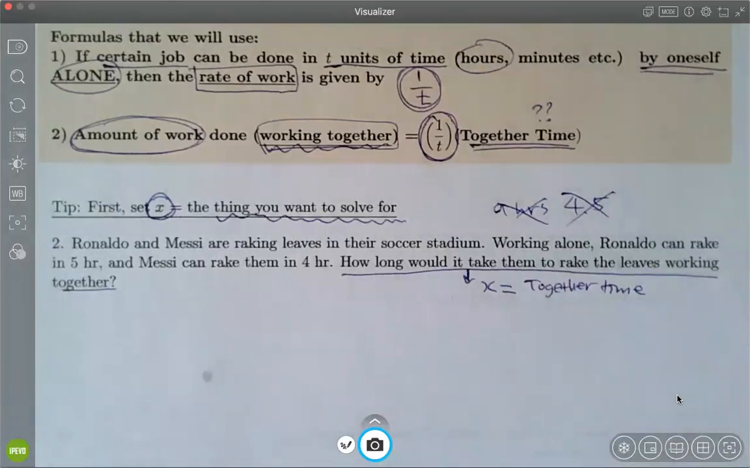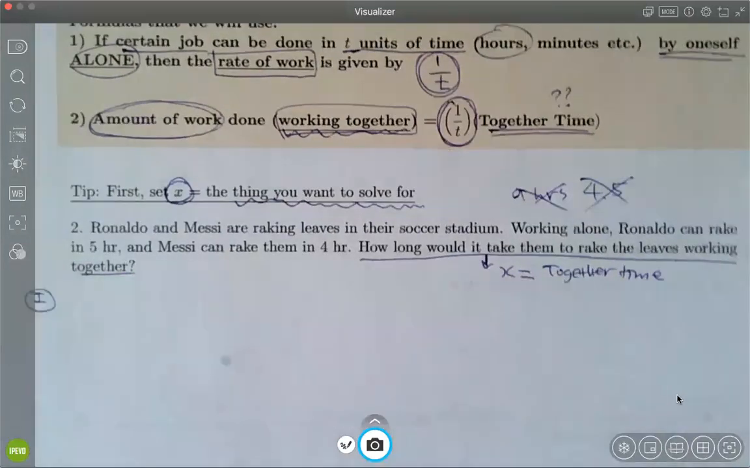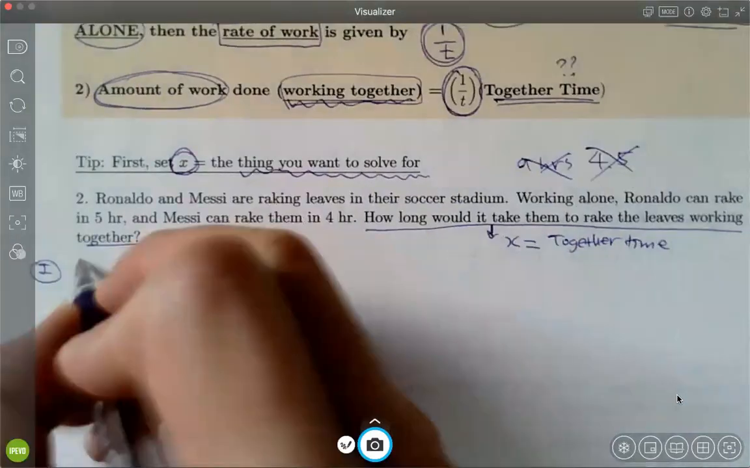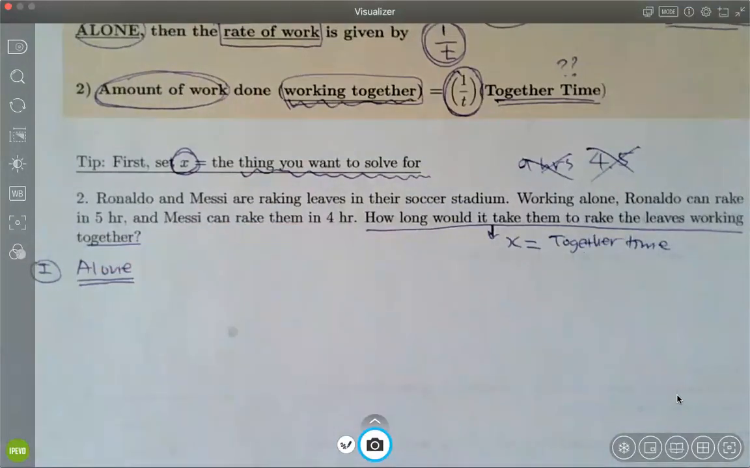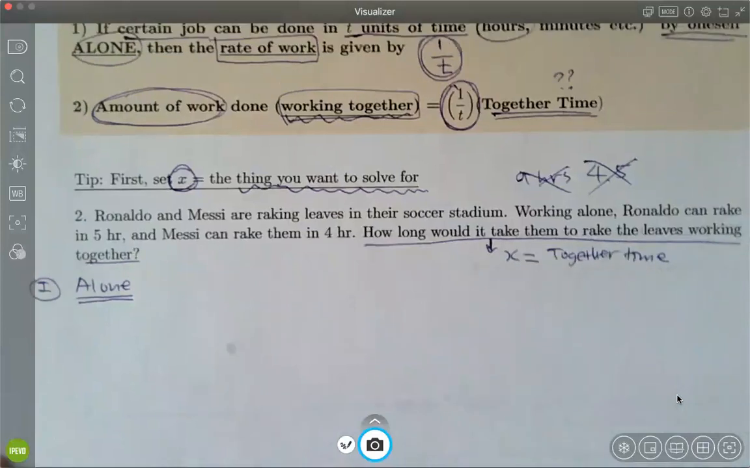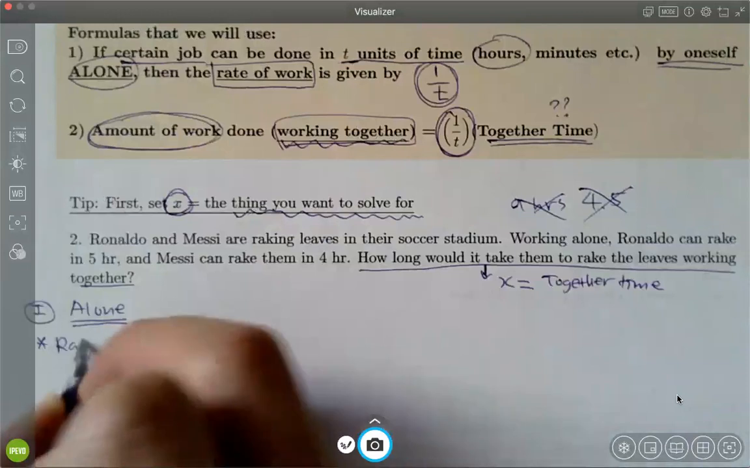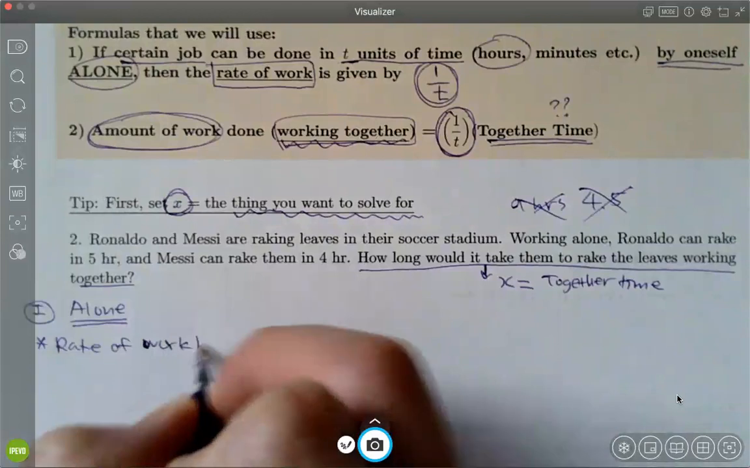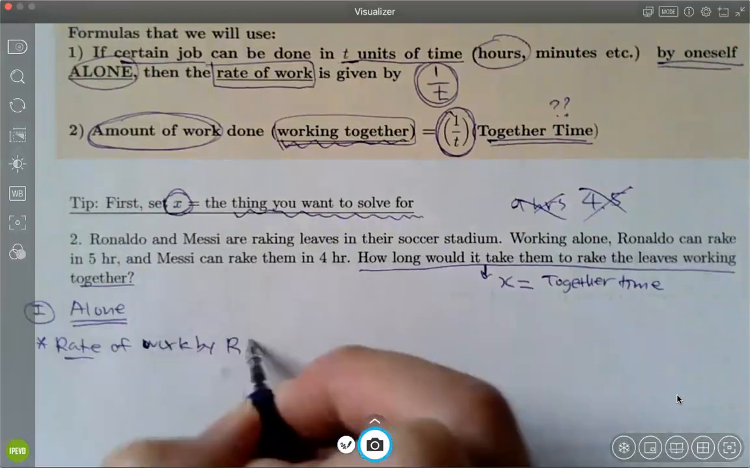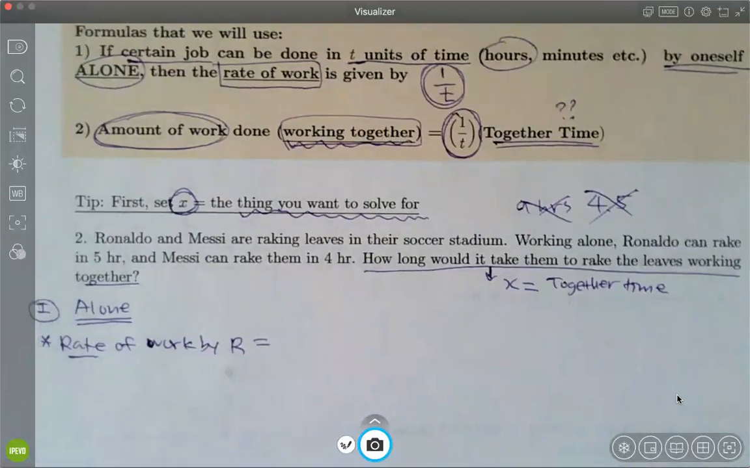Okay, so now, to solve this problem, like I said before, we will use this fixed scheme. Okay, so step number 1, we will focus on the alone part. Now, when each person works alone, can we get the rate of work by each person? Okay, so now what is the rate of Ronaldo when he works alone?